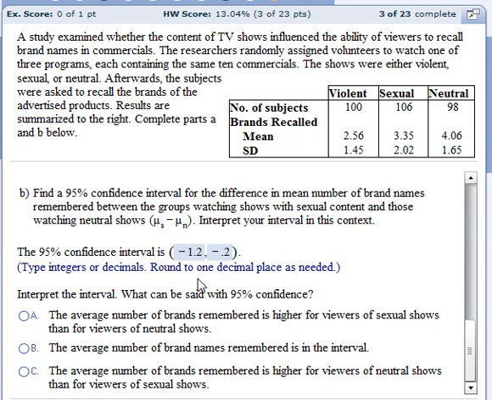Okay, now 0 is not in the interval and it's negative, so the average number of brands remembered is going to be less because you're doing sexual minus neutral, and since you get negatives, it's going to be below. So for neutral viewers, it's more, and that's why it made it negative because you were doing sexual minus neutral. Kind of tricky, isn't it?